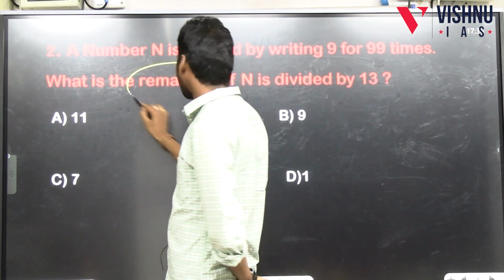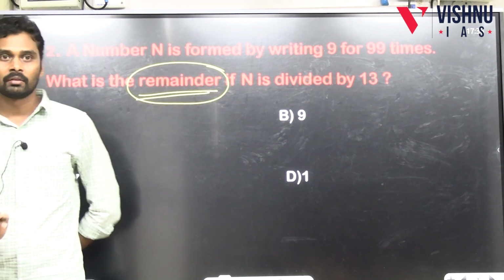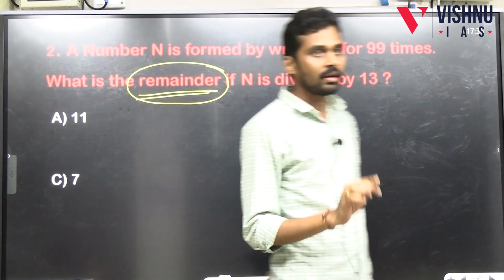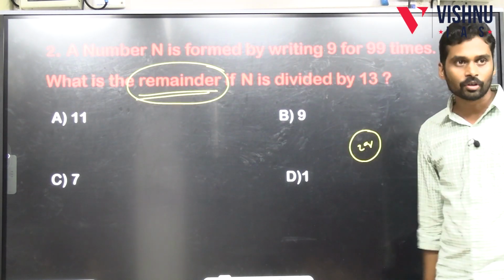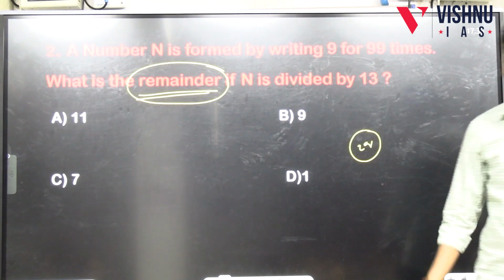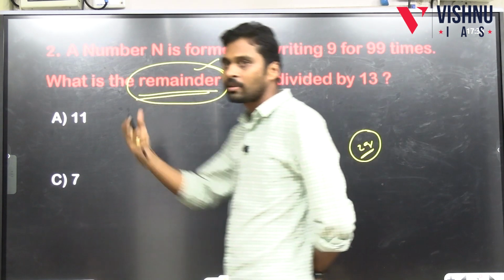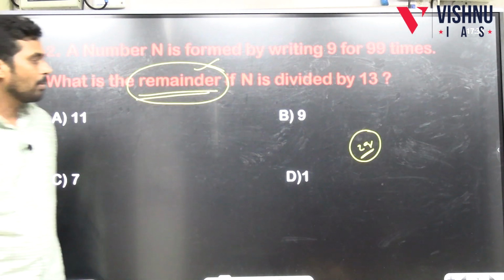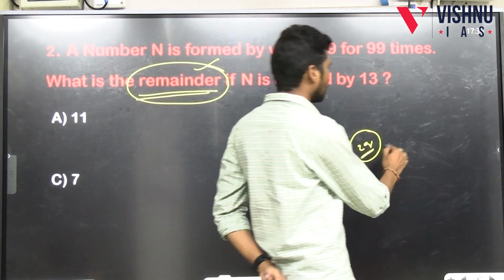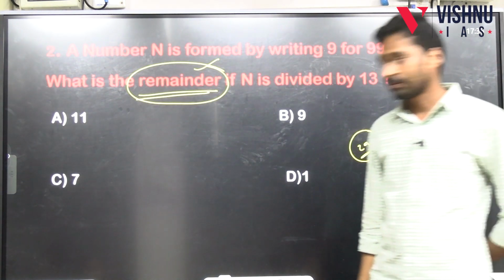This is another number system question, and the concept of remainder. Every year, from the concept of remainder, you will get a minimum of 2 questions. From 2019 onwards, every year you can see a minimum of 2 questions from the concept of remainder, which comes under the number system. So this year also you have 3-4 questions. So the concept of remainder, we'll see that.